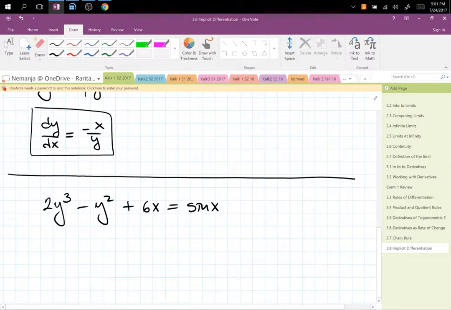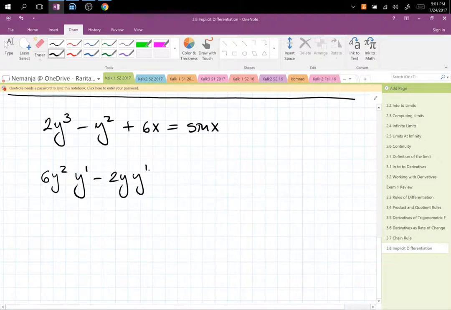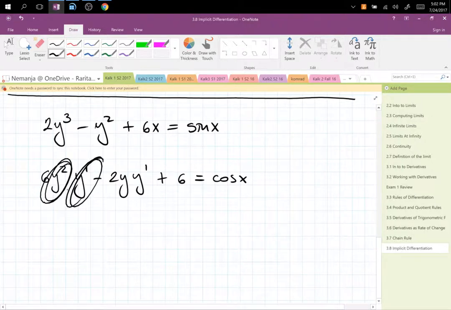So what's the derivative here? 6y squared times y prime, or dy dx. Minus the derivative of y squared is 2y y prime. Plus 6. Equals cosine x. So you take 4 independent derivatives in this case. And every time you take the derivative of y, follow with a chain.